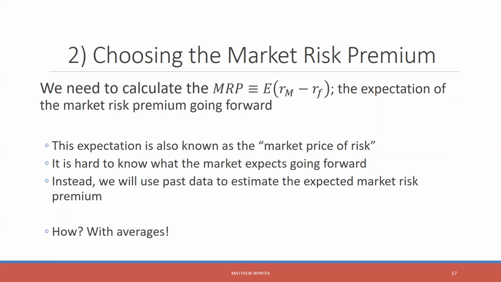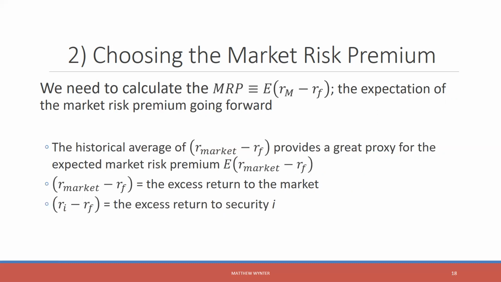How are we going to do that? We're going to use averages. So we can look through history and find the average return, the average excess return for the market, for a world market portfolio, for the US market, pick a country. What are we going to do with those averages? Well, the historical average is going to provide a really great proxy for the expected market risk premium.